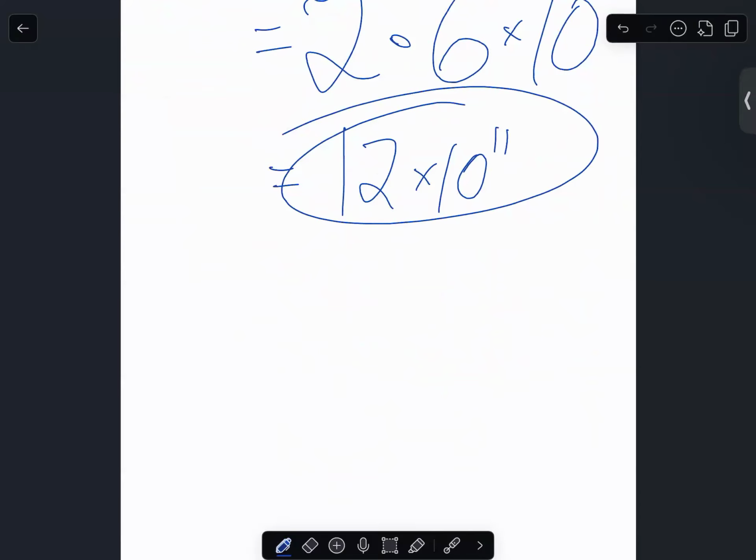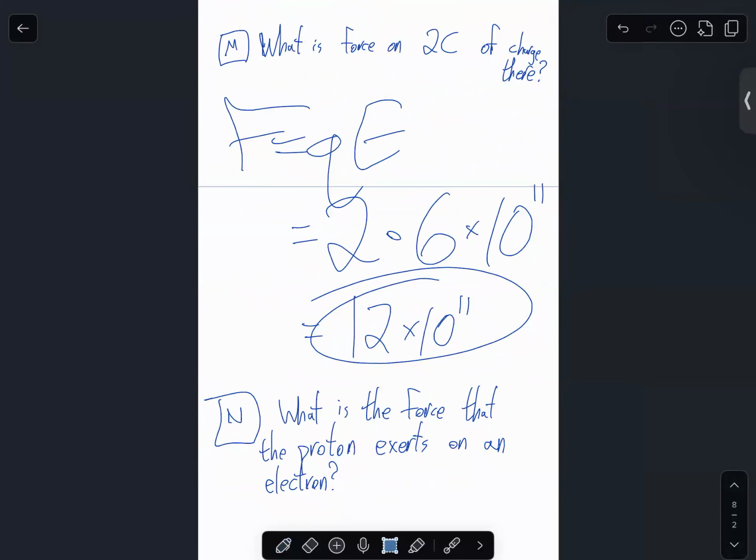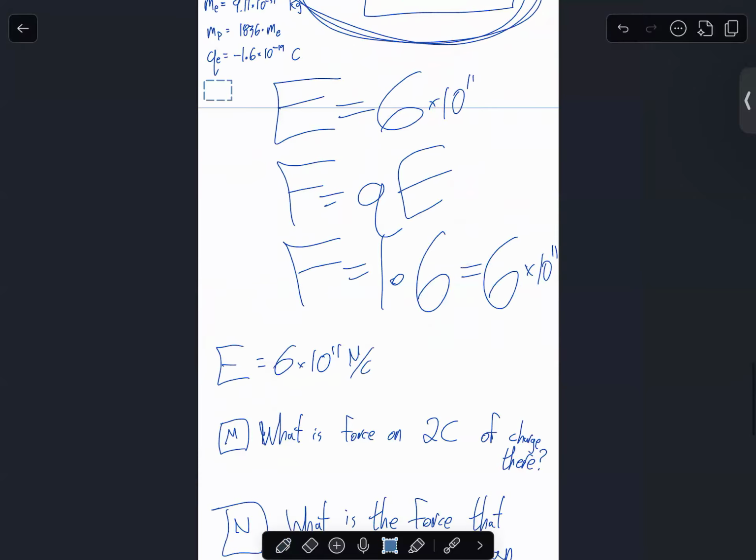Let's do one more try. See if we can get to better here. What is the force on an electron? This is what is actually realistic. There is an electron orbiting at the Bohr radius around a hydrogen proton. What is the force the proton exerts on the electron? I'm going to erase where I multiply 2 times 6 and where I multiply 1 times 6 so you can see the numbers before.